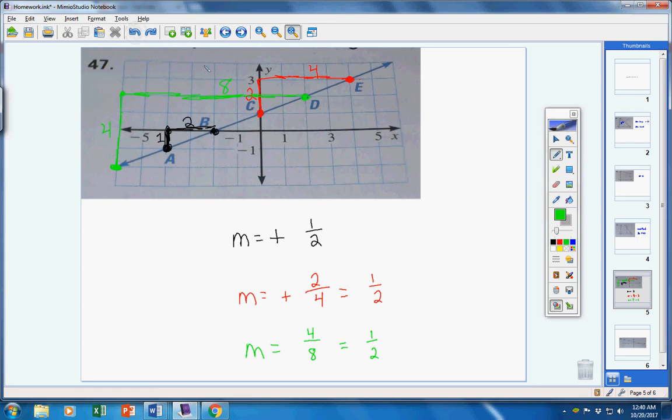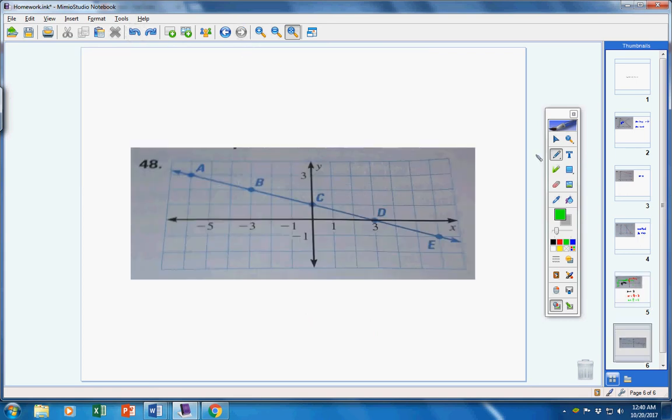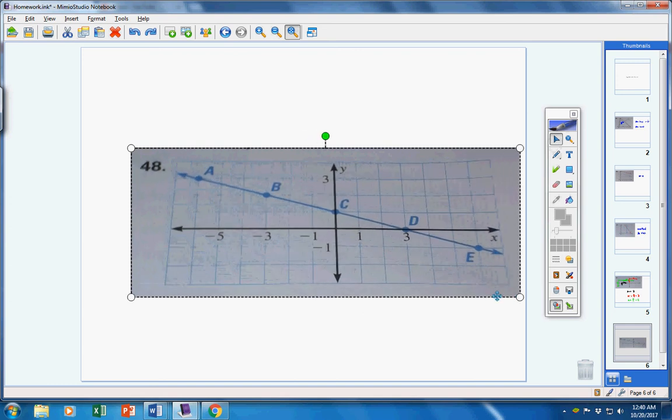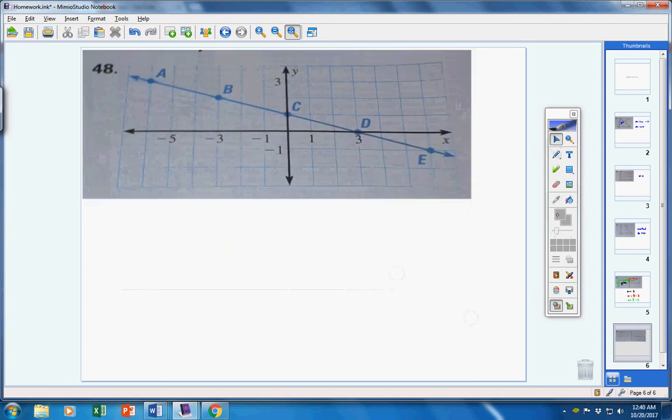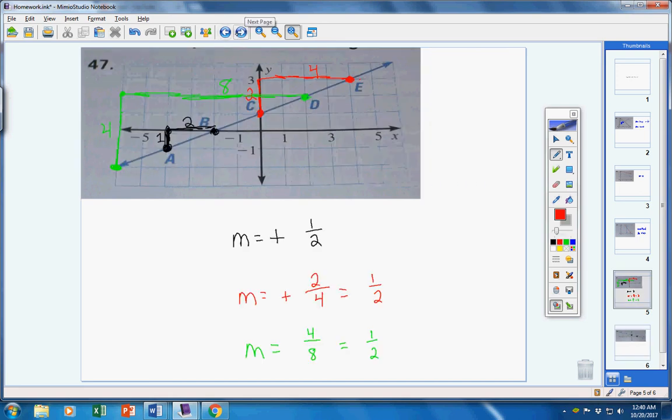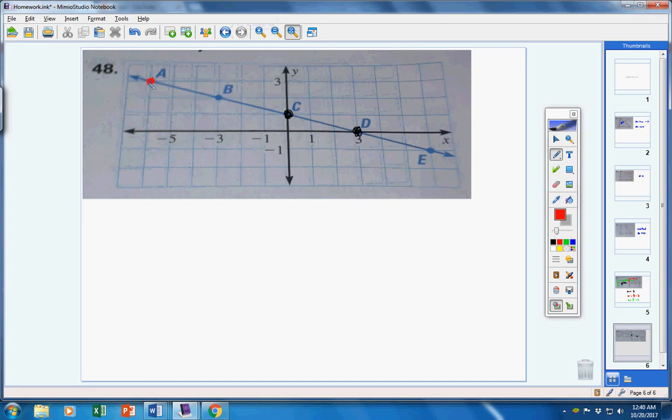Alright, now, we proved that pretty well. So in the last problem, I'm going to just use 2 points, okay? I'm going to use 2 close points here and here. And I'm going to use the 2 points furthest away here and here. Alright? So, let's start off first with the black points. Okay, the line is going down from left to right. It's going down. So my slope is going to be negative.